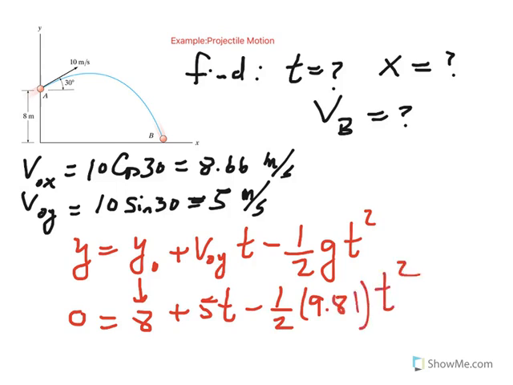So now you have this quadratic equation, which, if you clean it up, is 4.905 t squared minus 5t minus 8 equals 0. And you have to go ahead and solve this quadratic equation using the quadratic formula. So let me give you the answer. We're going to get two answers for t, but one is going to be negative, so we can't accept that. So t comes out to be about 1.787 seconds.